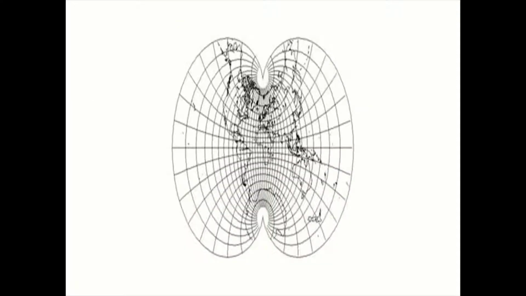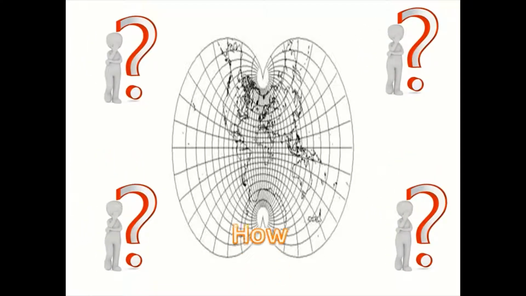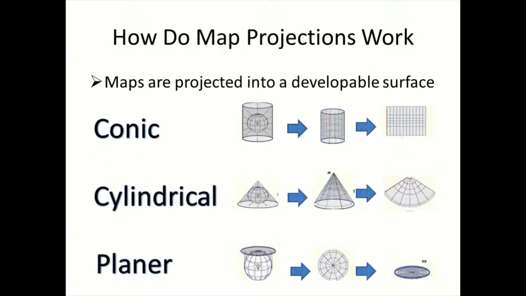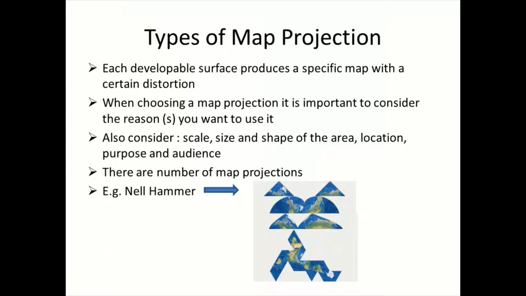So by now you are probably wondering how map projections work. Well, let us show you. Map projections work by projecting maps onto developable surfaces. These surfaces can be conic, cylindrical, or planar. Before you choose a map projection, you need to keep in mind that each developable surface produces a specific map with a certain distortion. A few other things to consider are the function of the map, the scale, size and shape of the area, the location, purpose, and audience.